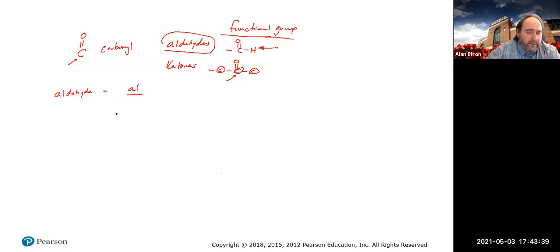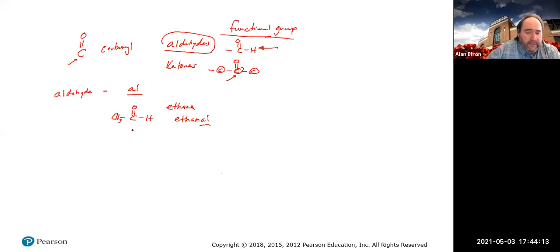For example, if we did something like this, we would look at this and it would be two carbons, which is based off of ethane. We see the aldehyde group there at the end. We drop the last part, and this is what is known as ethanal. Not to be confused with our alcohols that end in -ol, these aldehydes will end in -al at the end of it.